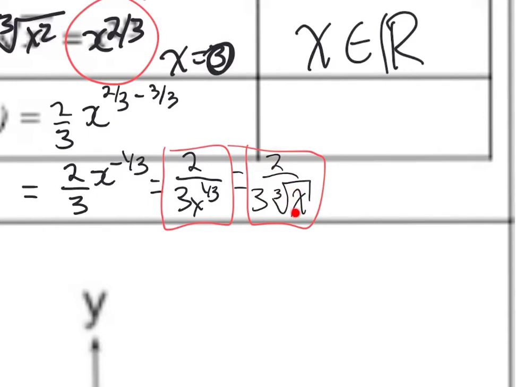What about 0 though? If I plugged in 0 there, 0 times 3 is 0. So I have 2 divided by 0. Am I allowed to do that? No, I can't. So what's the domain of the derivative? X cannot equal 0, but x belongs to the real numbers. Okay, x can't be 0. So that means it can be anything else. Okay, anything else at all. All right, so now we know that.